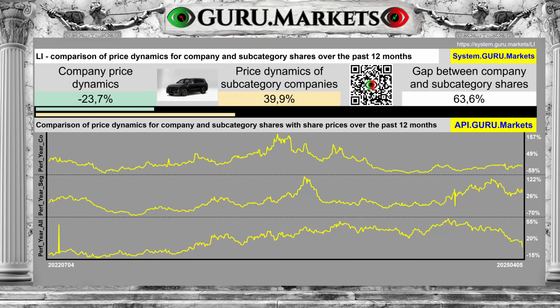Comparing the price movement of the shares of Li Auto Incorporated and subcategory shares, we can see that over the last 12 months, the stock Li Auto Inc ADR showed a change of minus 23.7%, against the price dynamics in the subcategory of 39.9%. This clearly does not indicate anything, but it is necessary to keep this fact in mind.